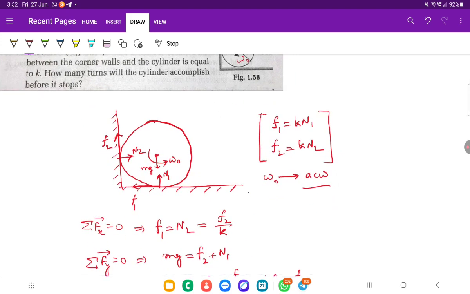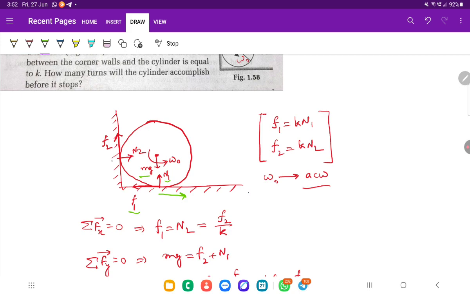Yeah, so I have drawn the free body diagram here. Okay, so let me explain all the terms. Mg is the weight of the cylinder acting from the center of mass, as you can see. N1 is the normal reaction from this wall and F1 is the friction. Obviously you can understand the direction of friction: as omega naught is anti-clockwise in direction, this point will tend to slip in rightward direction on this wall, so F1 will be opposite to that.